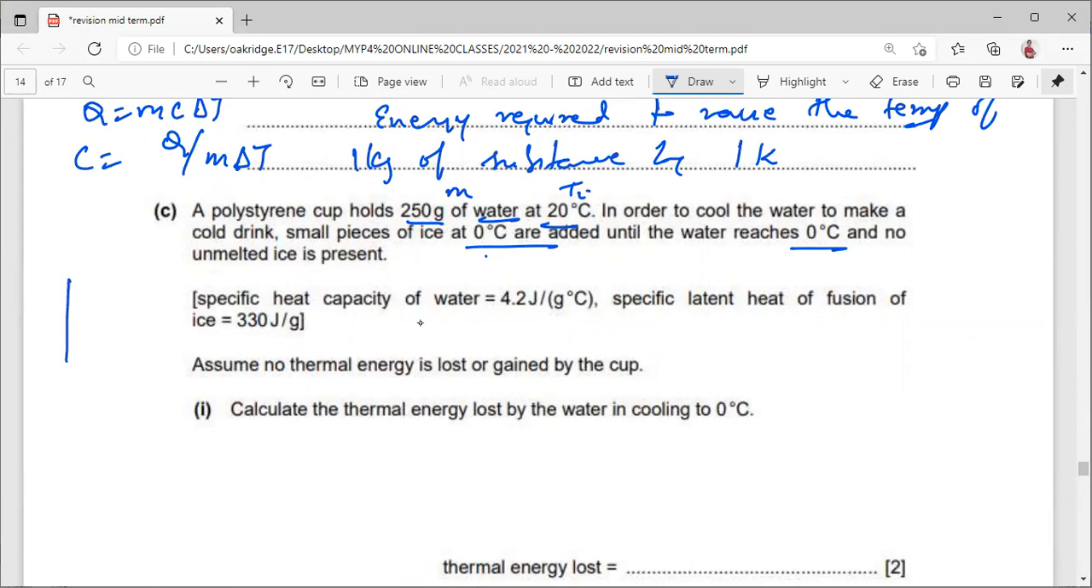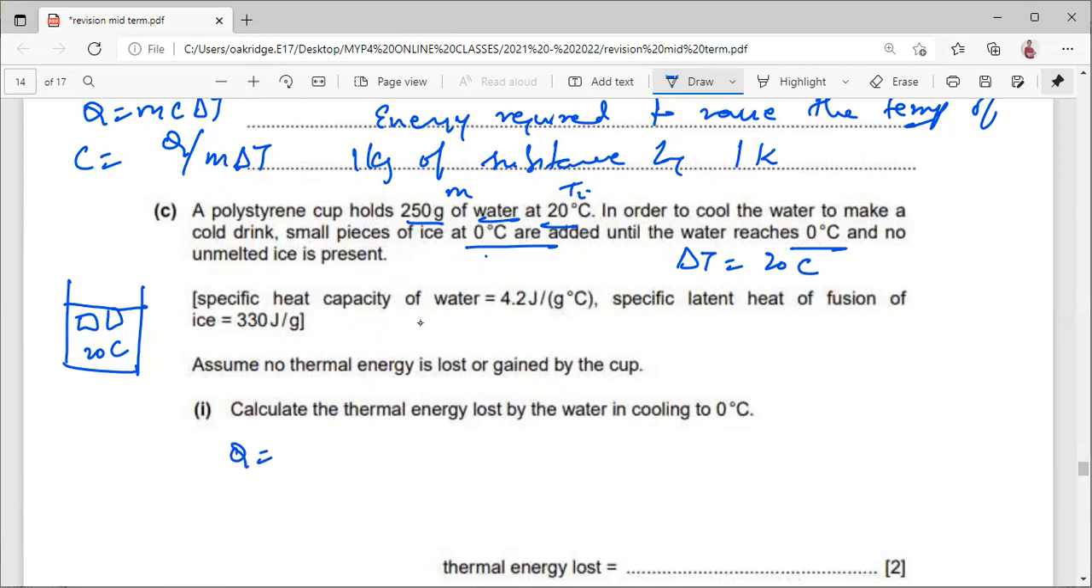So what is happening here? You have 250 grams of water at 20 degrees centigrade. In order to cool the water, small pieces of ice at 0 degrees centigrade are added until the water reaches 0 degrees centigrade. So what is the change in temperature now? Change in temperature is going to be 20 degrees centigrade, and no unmelted ice is present. Specific heat is given. Assuming no thermal energy is lost or gained by the cup, calculate thermal energy lost by the water. Who loses energy? The water loses energy.